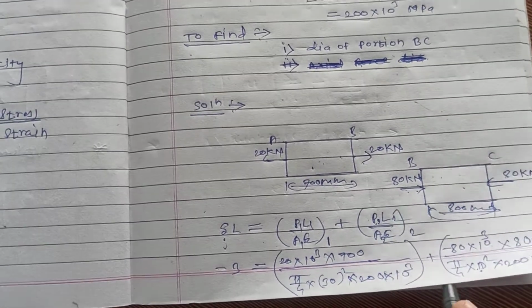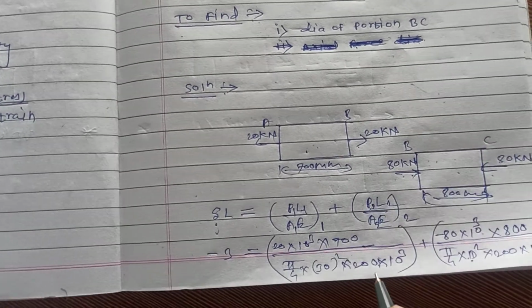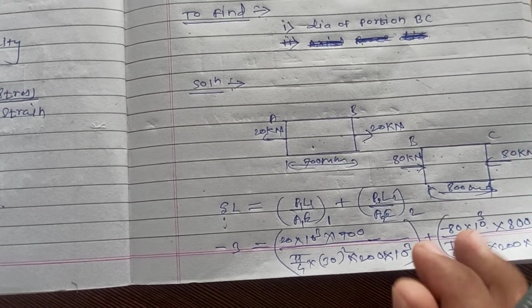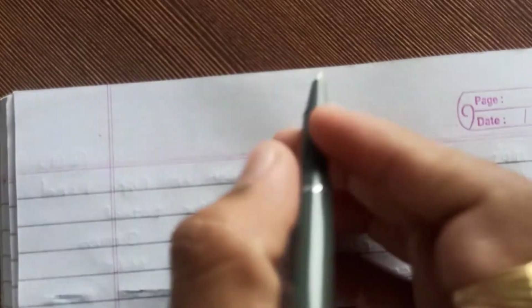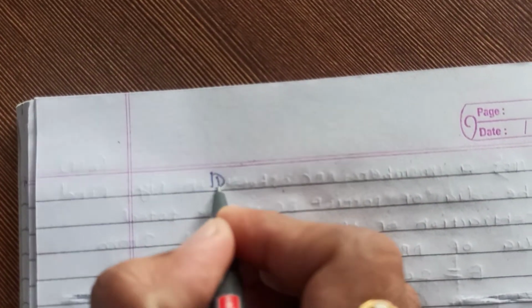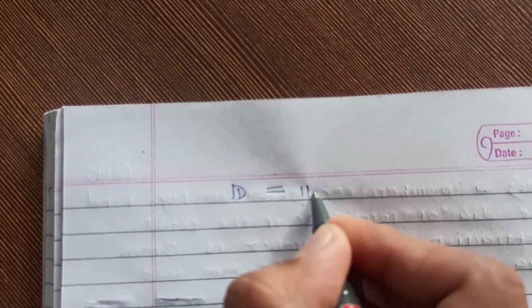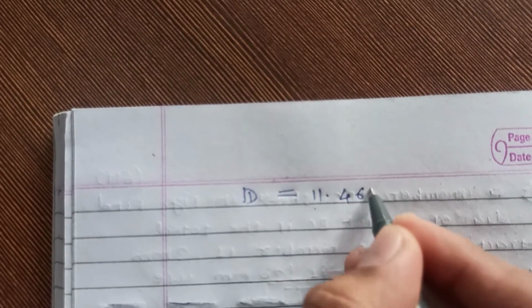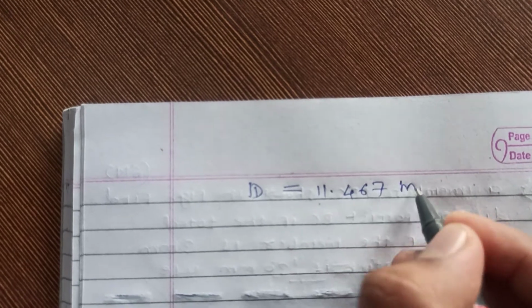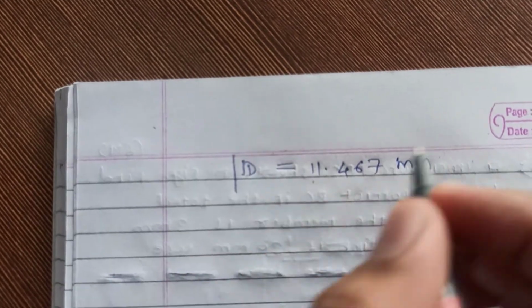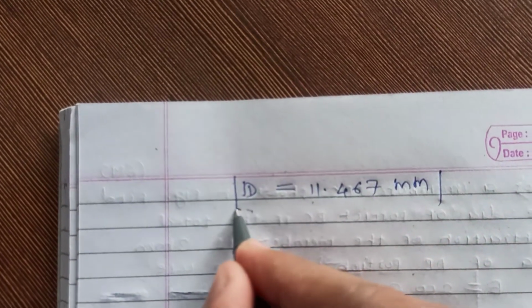After putting all these values into the calculator, we will get the value of D as D is equal to 11467 mm. This is the final answer. Very simple problem.